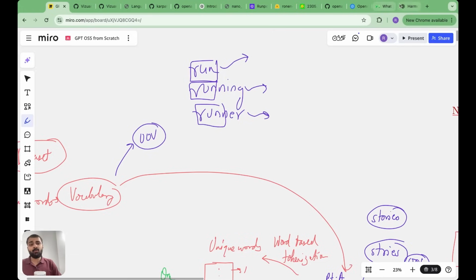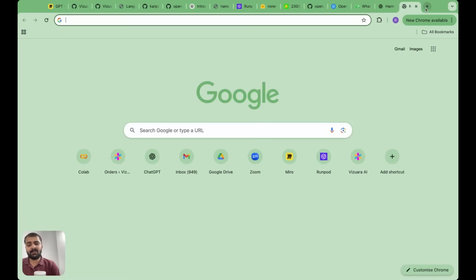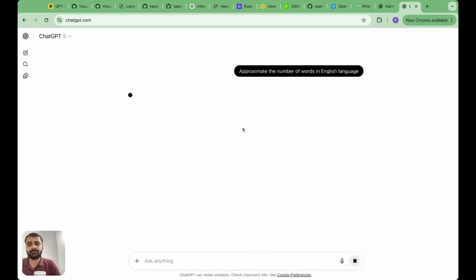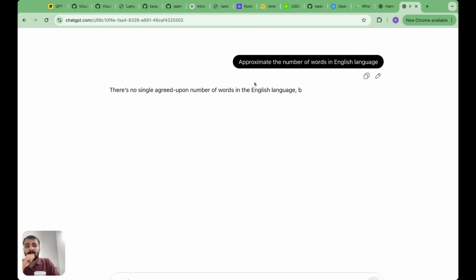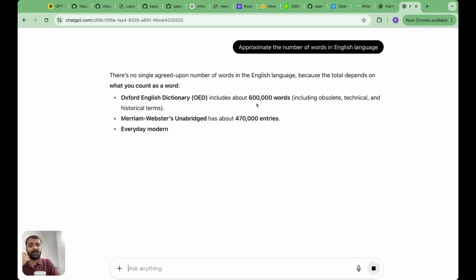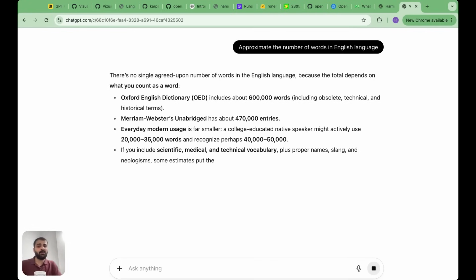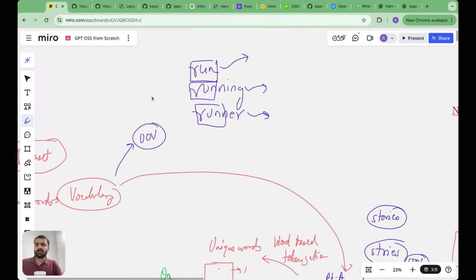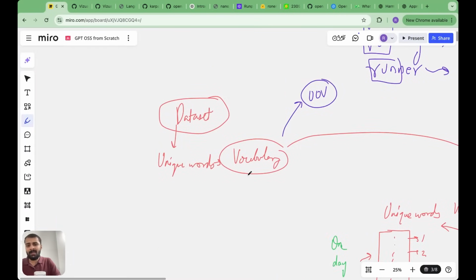Another issue is that if you go to ChatGPT and I just ask it to approximate the number of words in the English language, it's more than 1 million words if you consider all the combinations. English language itself has more than 1 million words. So think about your vocabulary size here. It will be 1 million, that too for the English language. If you are building a multilingual model, it might be 2 million, 5 million.